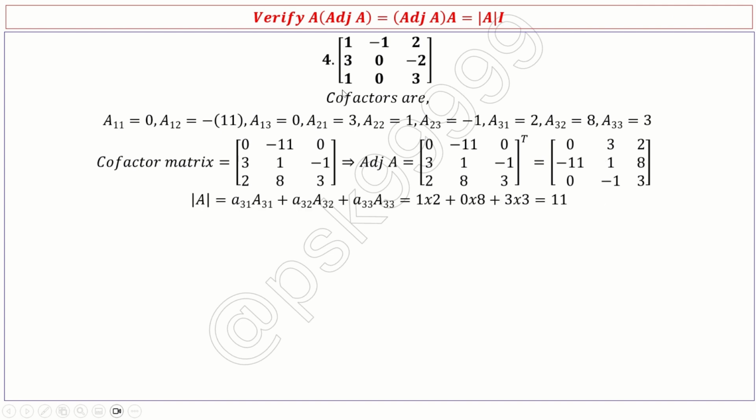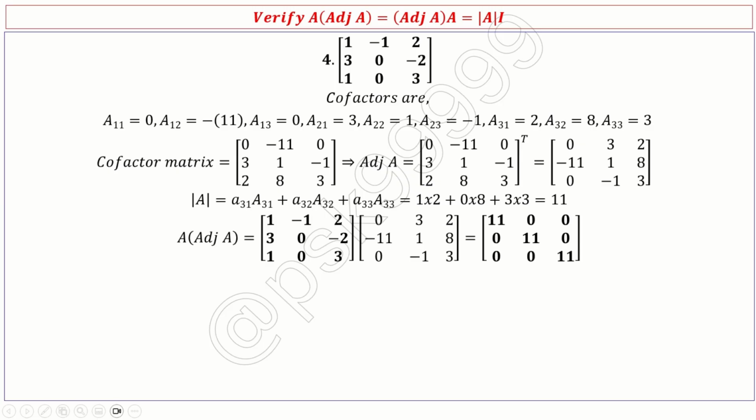Then find the determinant. The determinant is simple. I am doing it by the third row because there is 1 0 here. Or I can actually do it by the second column also. So it is 11. And A into adjoint of A is the multiplication of these two, which is 11I. If you see, you can already see it is 11I.